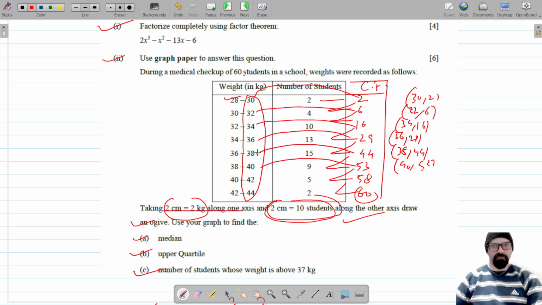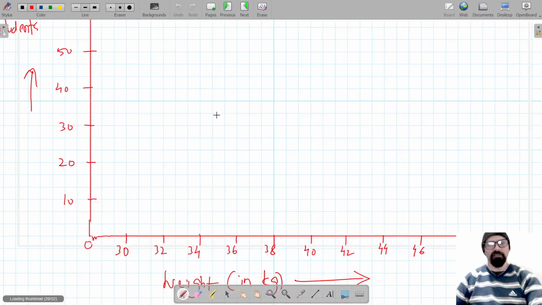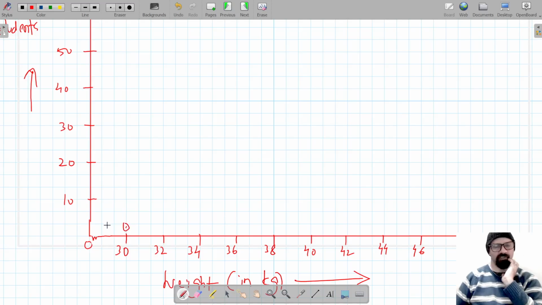We will take the upper limits of the class intervals: 40, 53, and then 42, 58, then 44 and 60. So let's plot these. The first one is 30 comma 2. This is 30, and 2 will be somewhat here. This is half, 5, 4, and 2 will be here.